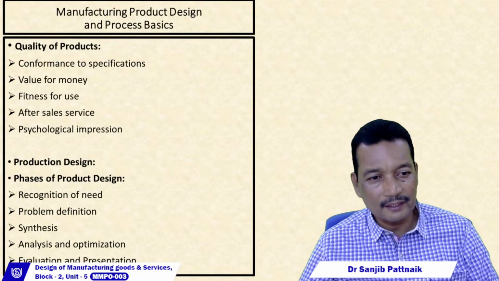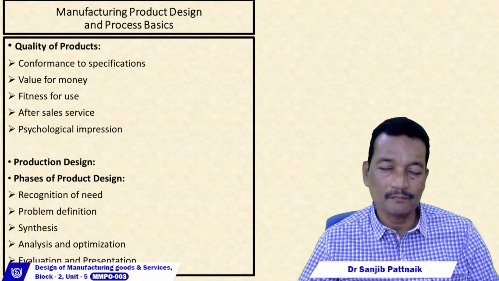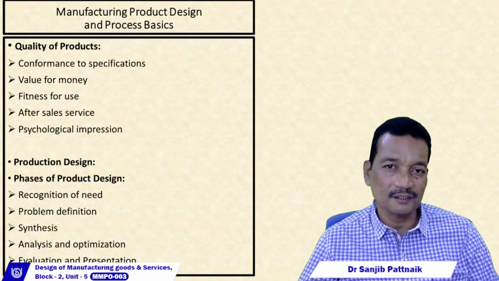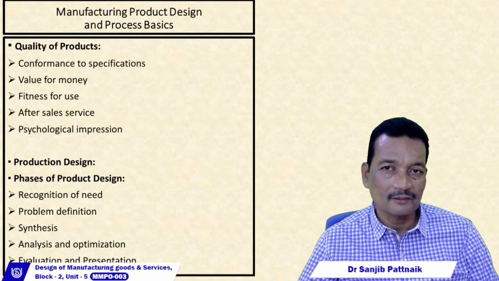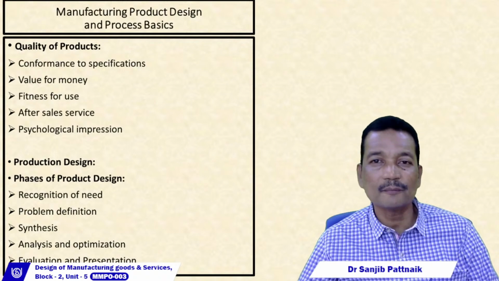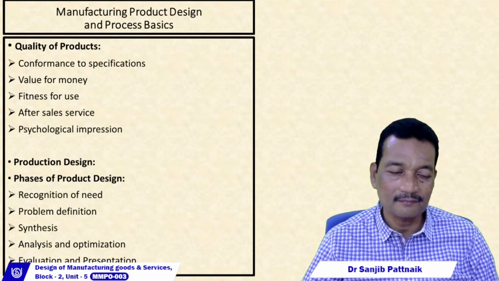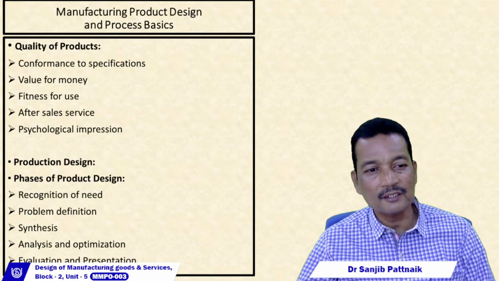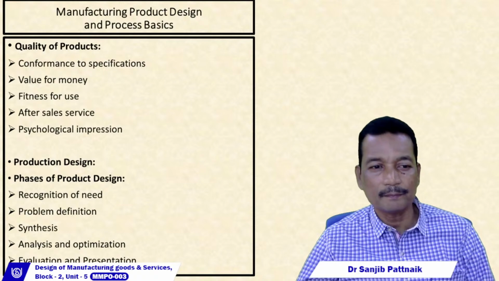Once we recognize the need, we try to define the problem. Why is the need there for the customers? What kind of challenges is the customer facing? So thereby we will define what the problem is. Why is the customer requiring something? Then from the need and problem definition, we synthesize and think of the designing of the product.